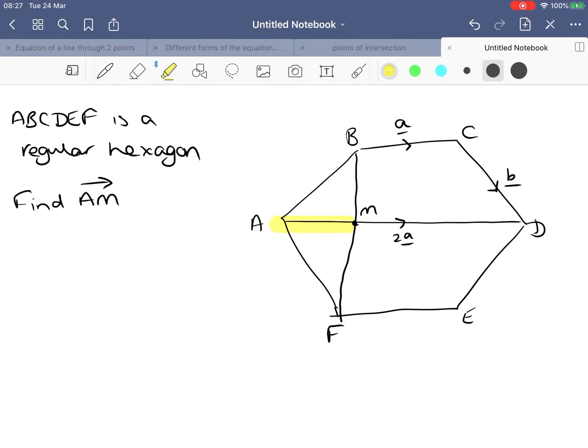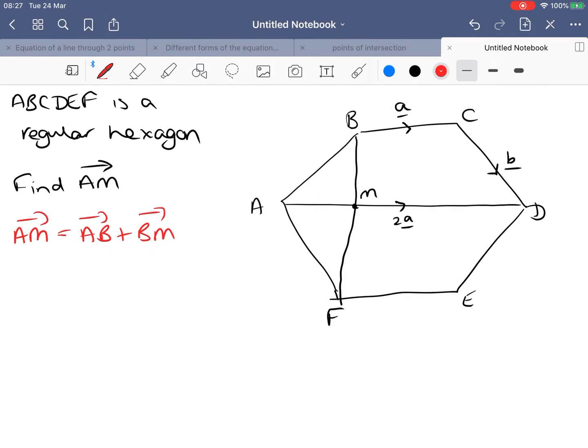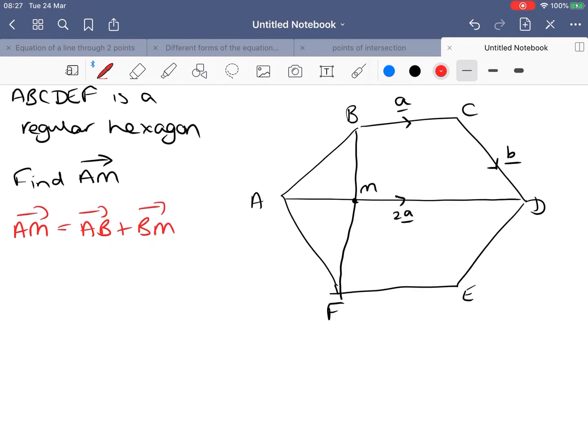So let's just think about some basic paths. Most basic path of all is going to do that. But that would mean I need to work out what AB is and then BM. But I think we'll probably be able to do that. So let's have a go. I'm going to try and do AM is AB plus BM. Okay, so first we've got to work out what AB is.